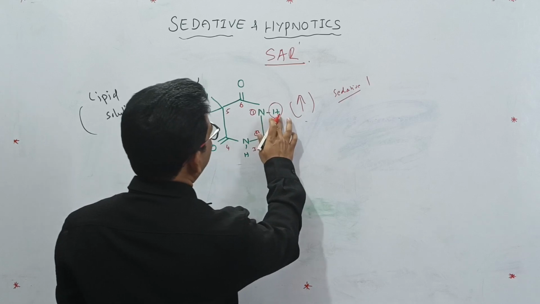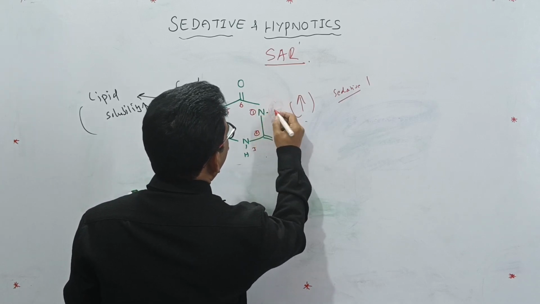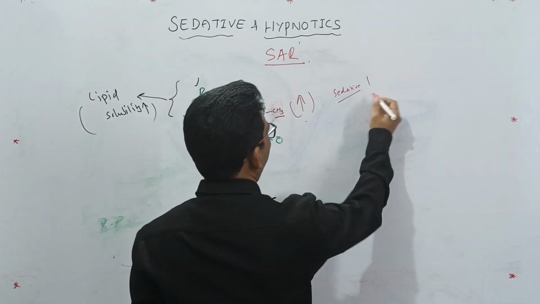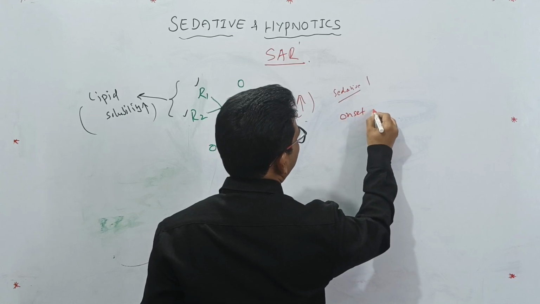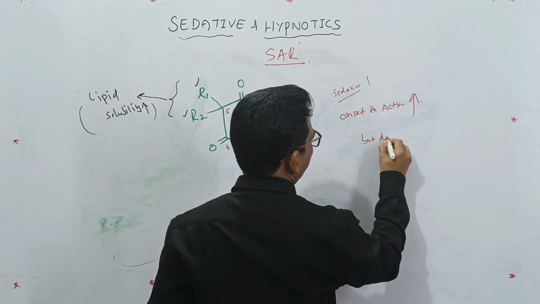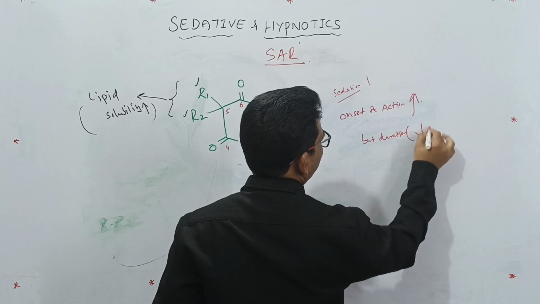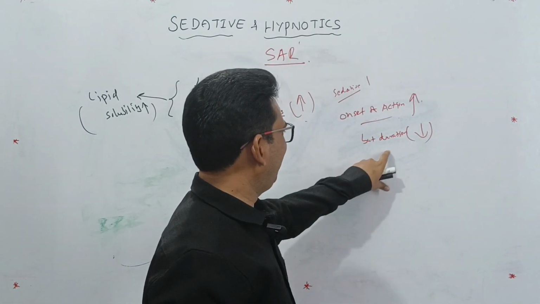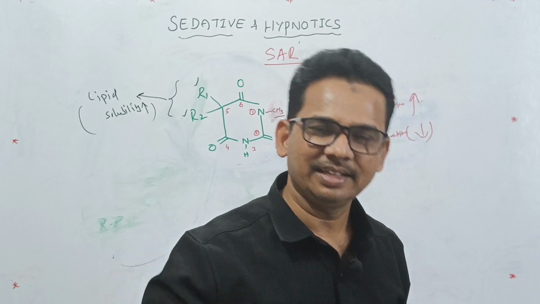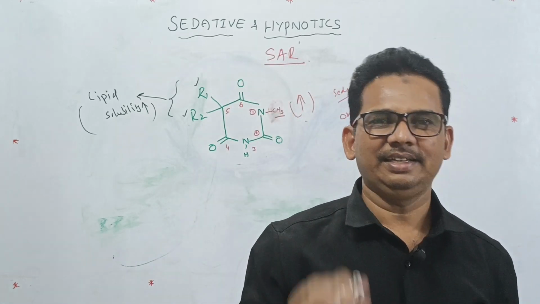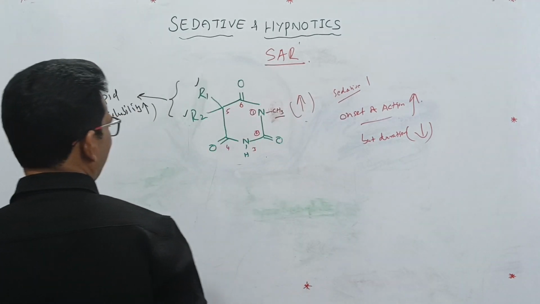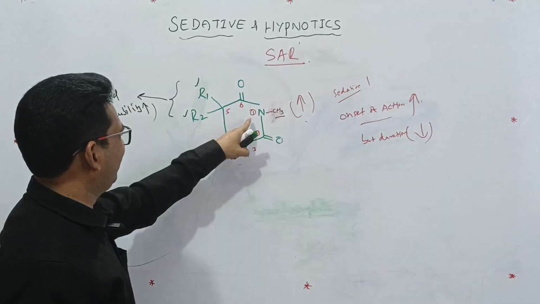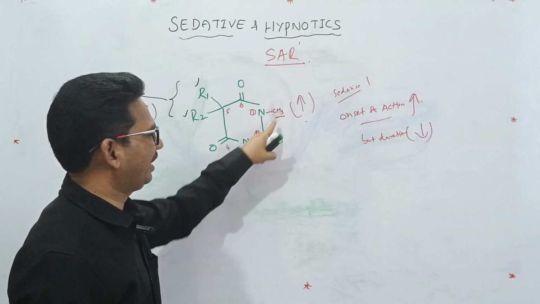For example, if this hydrogen is replaced with a methyl group, what happens? The onset of the sedative and hypnotic action increases, but the duration of the action decreases. Onset is immediate after taking, but the duration, the length of time, decreases. See the difference, how dramatically it changes. But only one nitrogen hydrogen we have to substitute or replace.